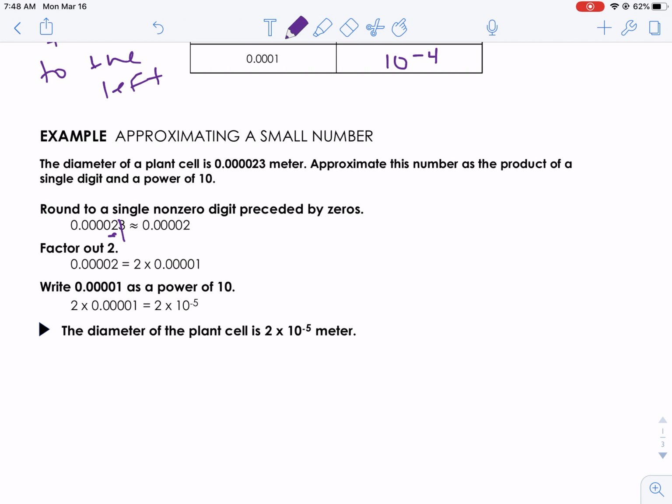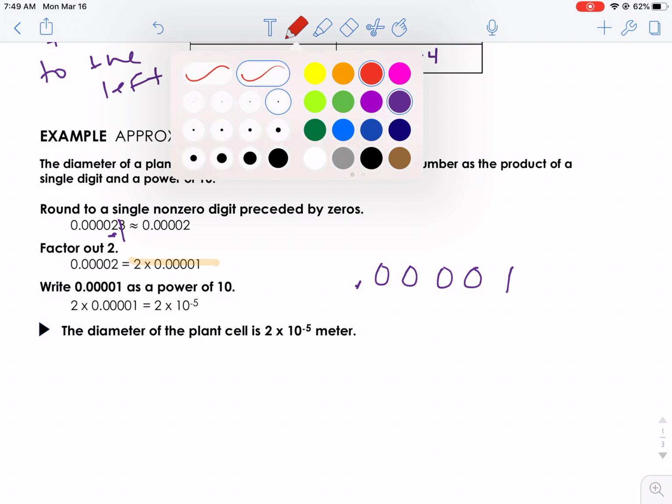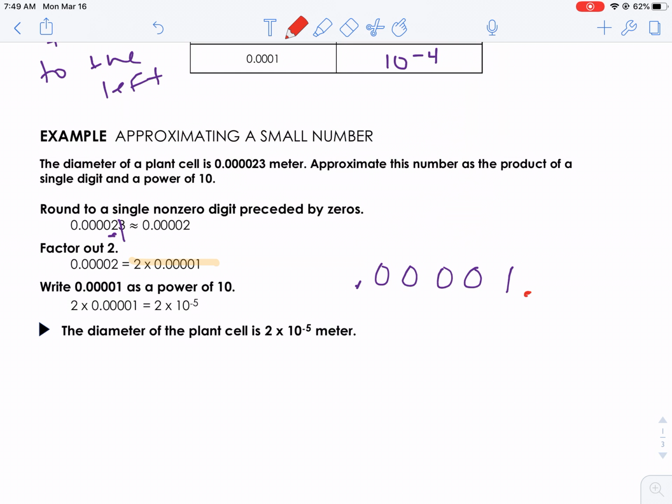We can factor out the 2, so that leaves us with 2 times 0.00001. So in the whole number 1, our decimal is here. So this decimal would have been moved 1, 2, 3, 4, 5 times. So that gives you that 10 to the negative fifth. So our final answer is 2 times 10 to the negative fifth.